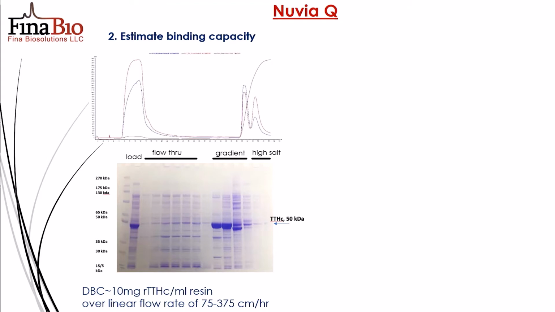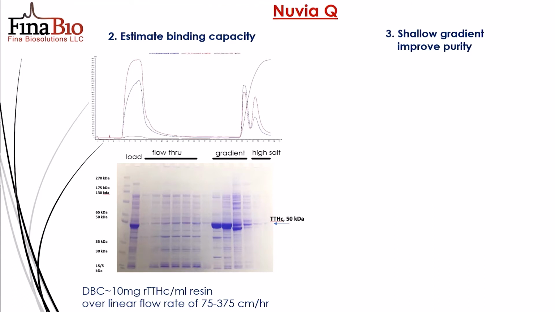resin. This may sound low in comparison with antibody binding capacity, but keep in mind that here we're loading whole filtered E. coli lysate right onto the column. There are a lot of competing substances. We found that the binding capacity was unchanged up to at least 375 centimeters per hour.